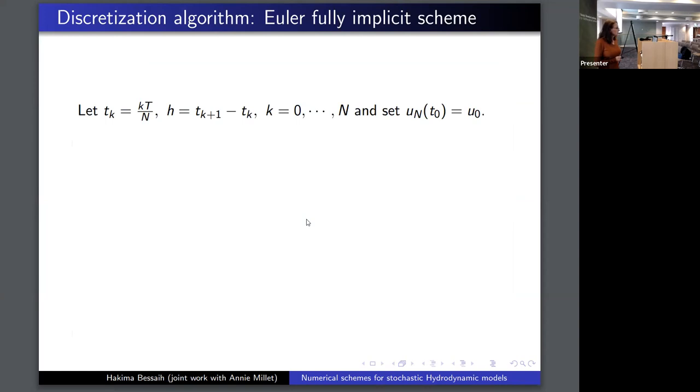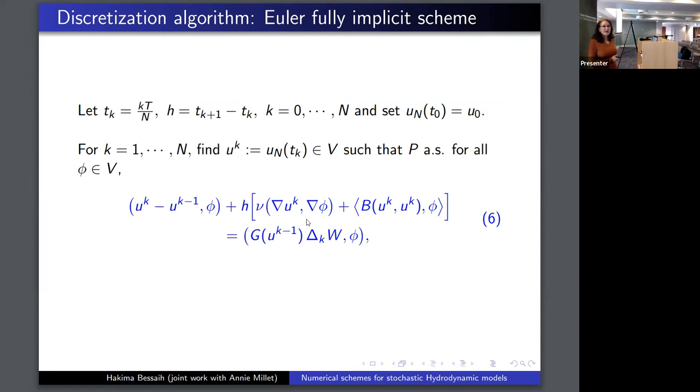Now let me show you the discretization scheme. You take a partition t_k of the interval (0,T), and a mesh size h equal to t_{k+1} minus t_k. You choose the initial value at the point t_0 to be the initial condition. Then you define a sequence u_k, which is u_n(t_k), to be the solution of the following algorithm: (u_k minus u_{k-1}, phi) plus h mu (gradient u_k, gradient phi) plus b(u_k, phi) equals (G(u_{k-1}) delta W, phi), where phi is in H1.